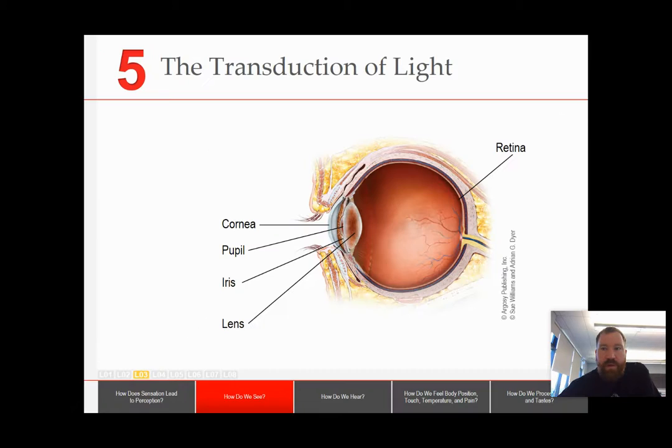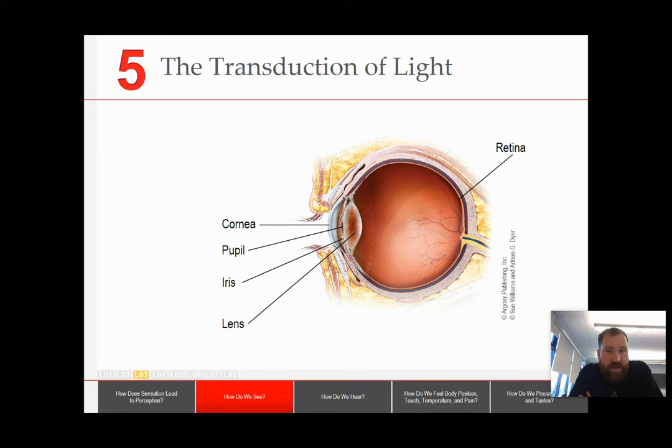Okay. So transduction, we haven't talked about that. We will later. To give you the quickest definition possible, transduction is how we take external information and turn it into sensory information. So how do we take something like light and enter that into our nervous system? That's what transduction is, but we'll get into that later.